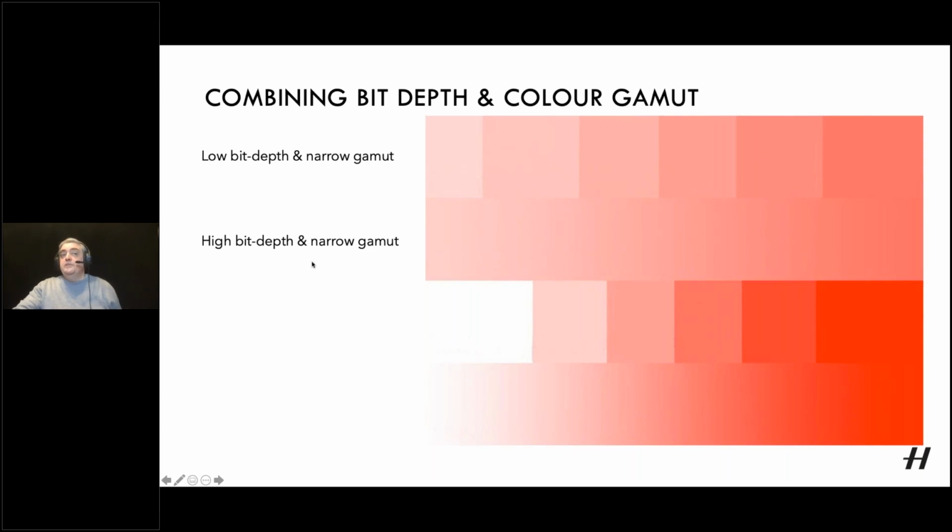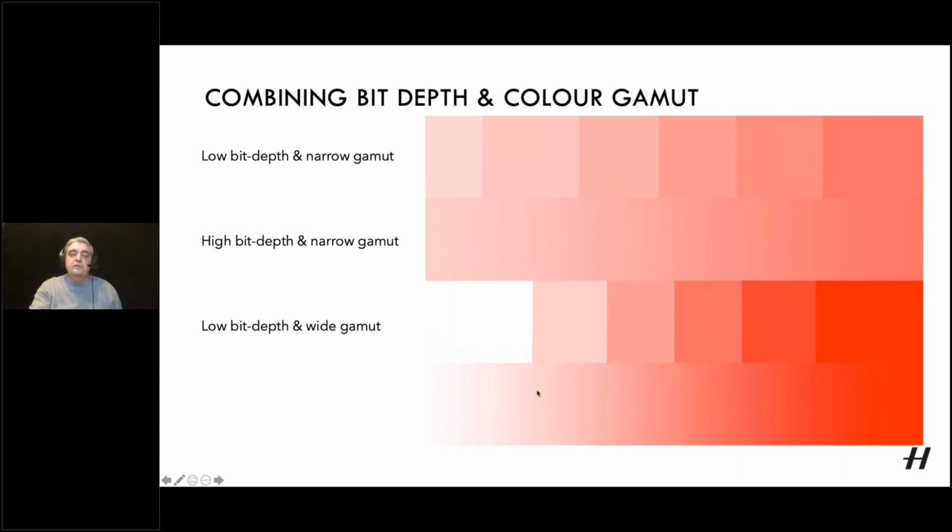If we move to a high bit depth, but we still have a low dynamic range sensor, yes, we've got much smoother tonal transitions here, but we don't have the maximum and minimum values that we really want. Similarly, if we have a low bit depth but a nice wide gamut, yes, we've got the saturated values top and bottom, but we don't have the bit depth to spread that across here.